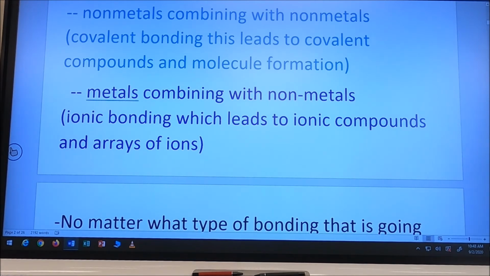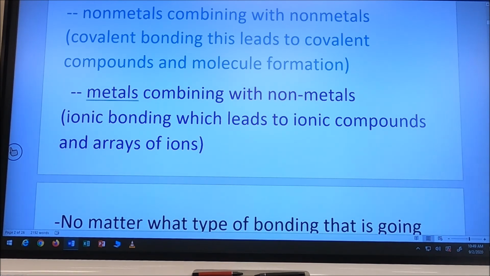Nonmetals combining with nonmetals is called covalent bonding. Okay? Covalent bonding leads to covalent compounds, and covalent compounds are made up of molecules. Metals combining with nonmetals is called ionic bonding, which leads to ionic compounds and the formation of arrays of ions. Ionic bonding does not form molecules. There are no molecules of ionic compounds. Okay? There are only ionic arrays. And we'll talk about that. Don't worry, I'll explain it better.